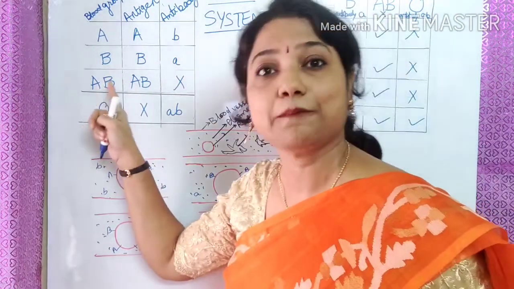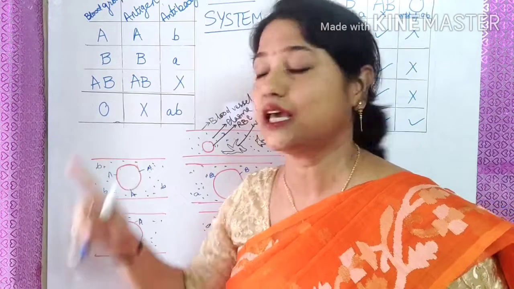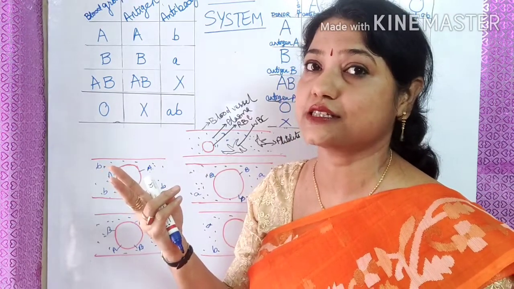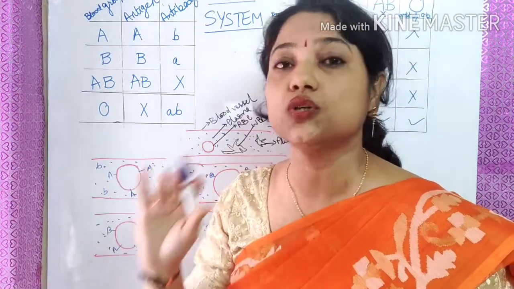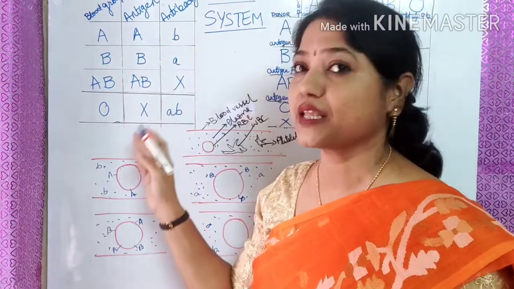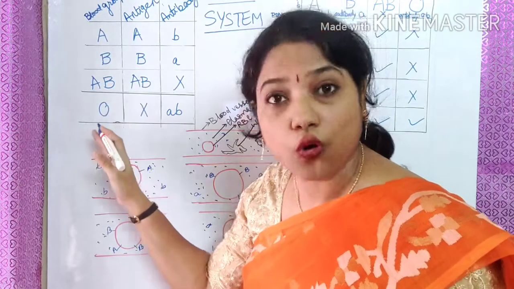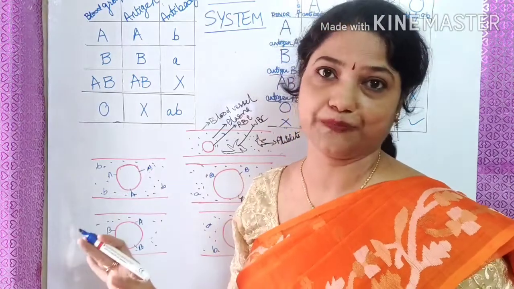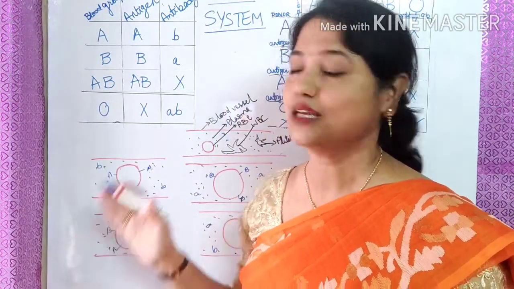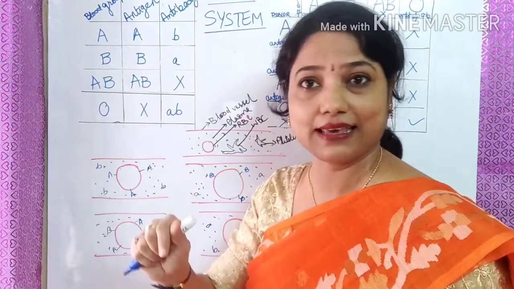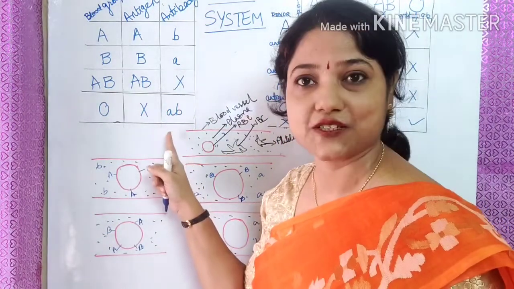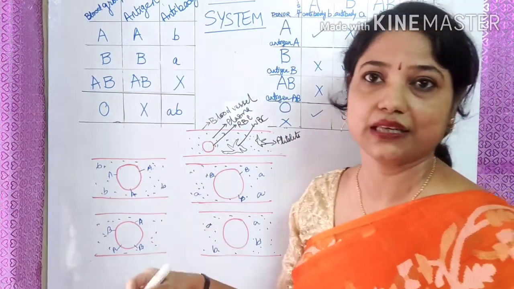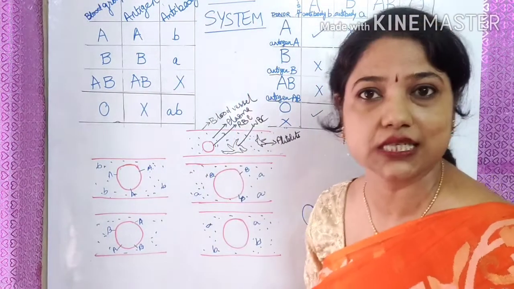When the blood group is AB, that means both antigen A and B are present on the walls of RBC. And when both the antigens are present on RBC, then there will be no antibody in the plasma. And when the blood group is O, O means, children, there is no antigen present on RBC. When there is no antigen present on RBC, then both the antibodies A and B will be present in the plasma. So this system of the relationship between A and B comes from the ABO system.